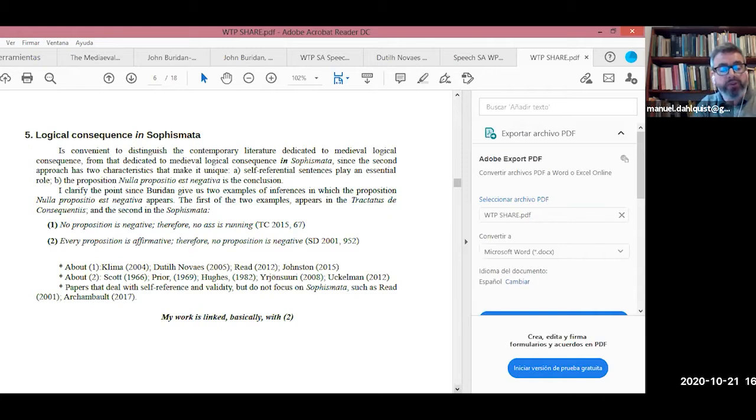1. No proposition is negative, therefore no ass is running, in Tractatus de Consequentiis. 2. Every proposition is affirmative, therefore no proposition is negative, in Sophismata. As you can see, in 1, no proposition is negative is the premise of the inference. In 2, no proposition is negative is the conclusion. From this inference, plus the consideration of self-reference, we can establish the following classification that you observe in the slide. My work is linked with 2.